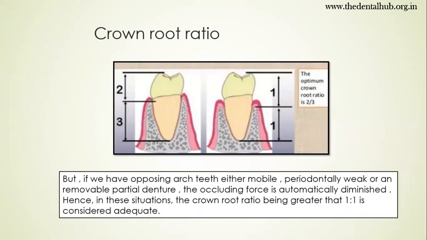But if the opposing arch teeth are either mobile or periodontally weak, or we know there's a removable partial denture in the opposing arch, then the occluding force will automatically be diminished. So in these cases, the crown root ratio can be greater than 1:1. It will be of no problem.